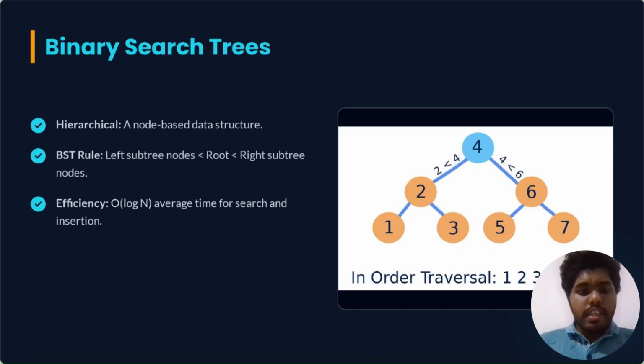This ordering is what makes binary search trees so fast. For searching, it essentially allows us to perform a binary search in a tree format. When we reconstruct a tree, this rule is our primary constraint.